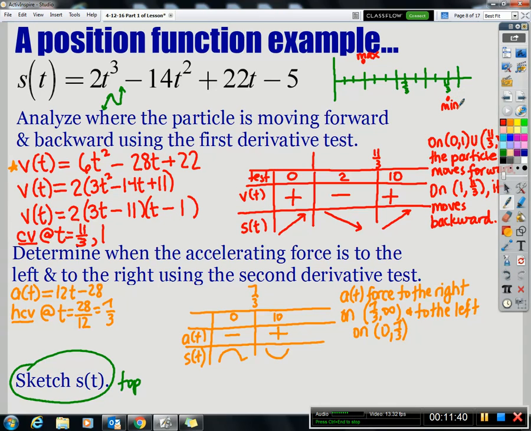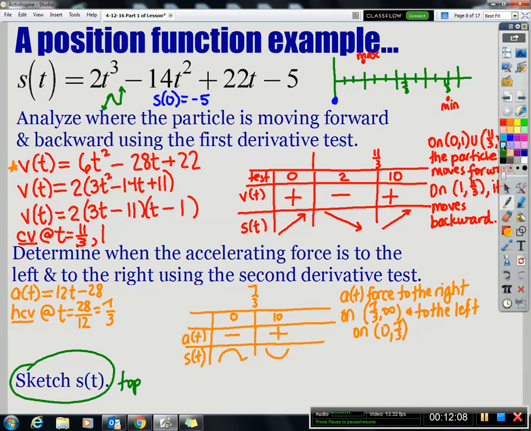Now this is the first time you're going to see me do this. But what I'm going to do is lightly say, okay, I want to find out where the particle starts. So notice I can use S of t and figure out that S of 0 is -5. So its initial position is down here.